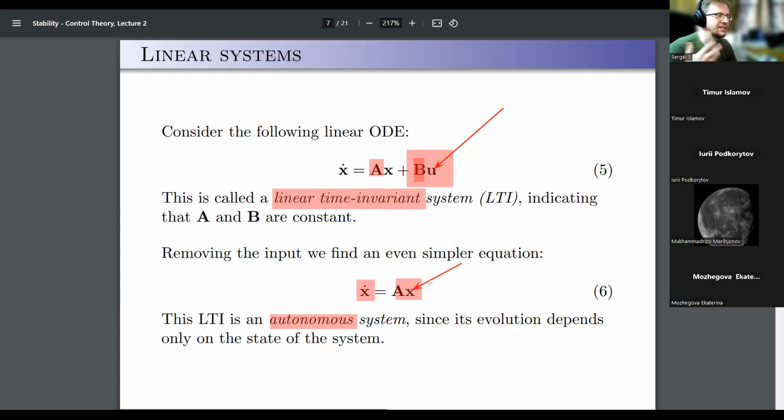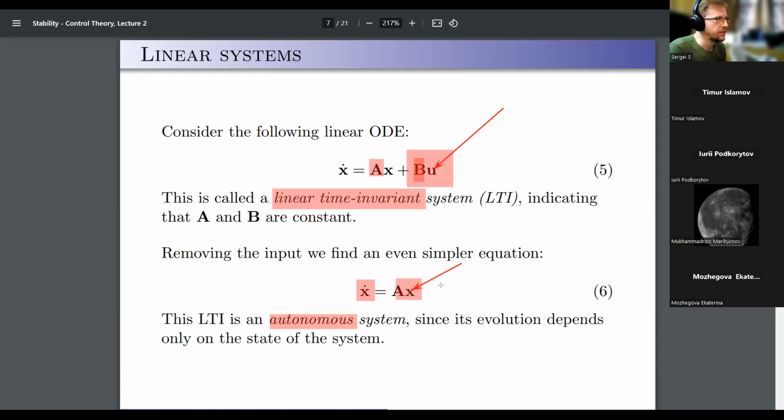Of course, x as a solution would be a function of time, but time itself is not a part of its ODE. It does not figure in the ODE as an independent variable, separate from the state. So we call it autonomous.